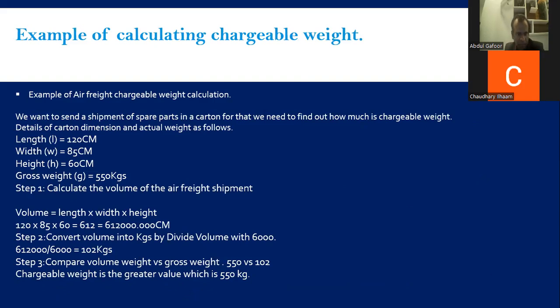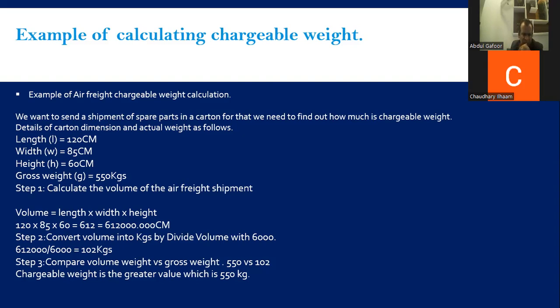First you calculate 120 multiplied by 85 multiplied by 60 centimeters. If you have it in centimeters, you can say 612,000. You try now. If you want, you can calculate.